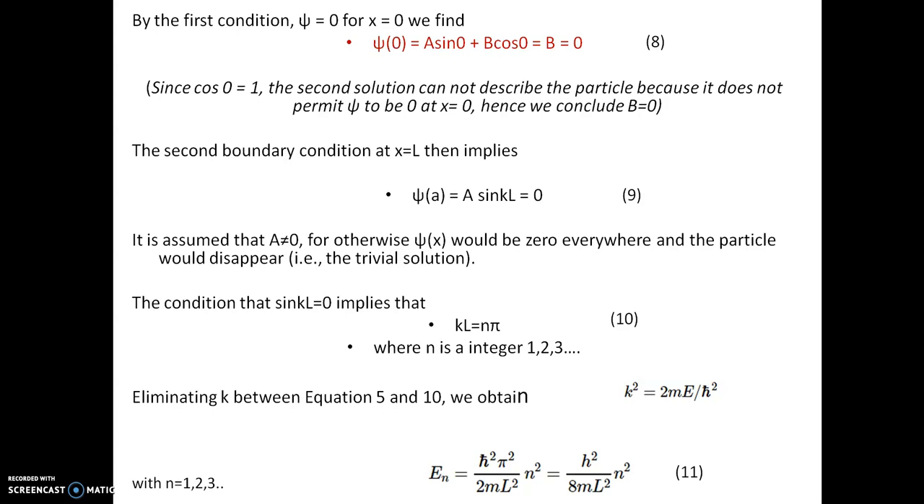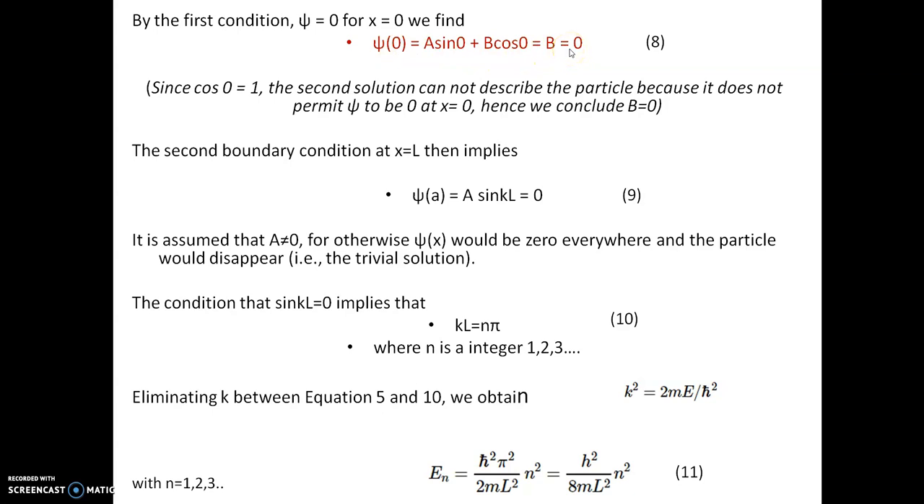So in the previous equation, in the place of x, we just substitute the value x equal to 0. So psi of 0 will be equal to a sin k0 plus b cos k0. So sin 0 will be equal to 0, so this term will become 0. But cos 0 is not equal to 0. It is equal to 1. So it will be equal to b. So psi of 0 will be equal to b.